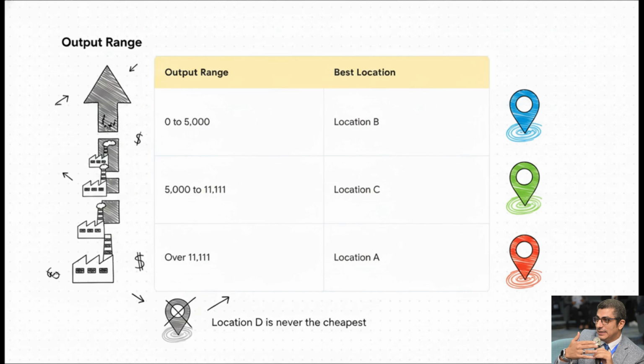If the company expects to produce anywhere from 0 to 5,000 units, location B is the superior lowest cost location. If they're producing between 5,000 and 11,111 units, location C becomes the winner. And for high volume, basically anything over 11,111 units, location A is for sure the best choice. And what about location D? Well, it's never the cheapest at any point, so we just discard it entirely.